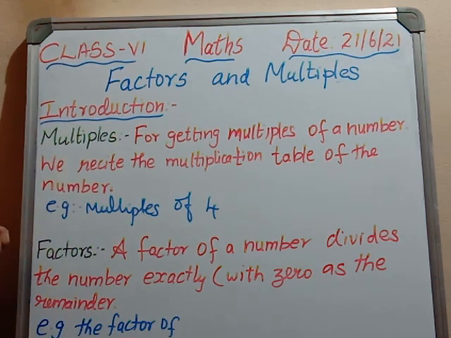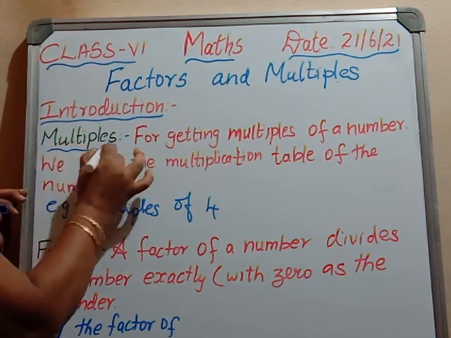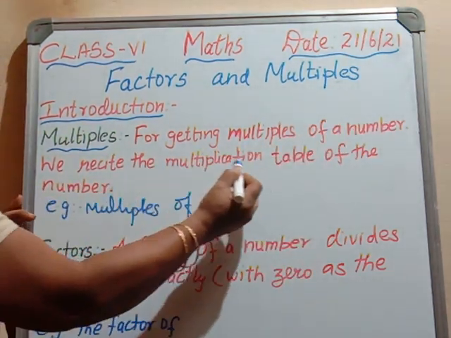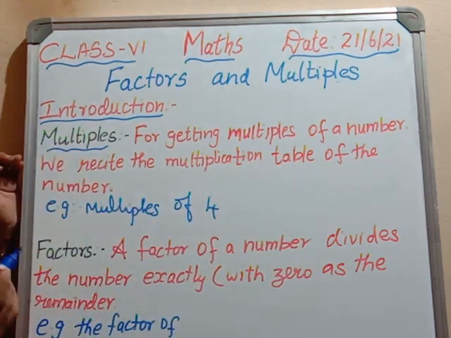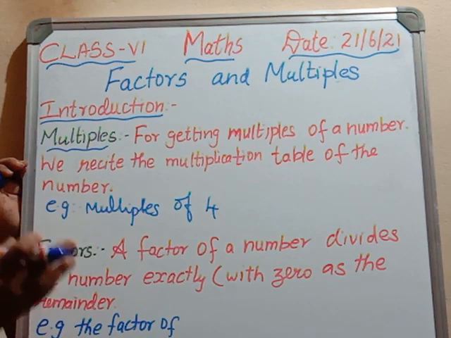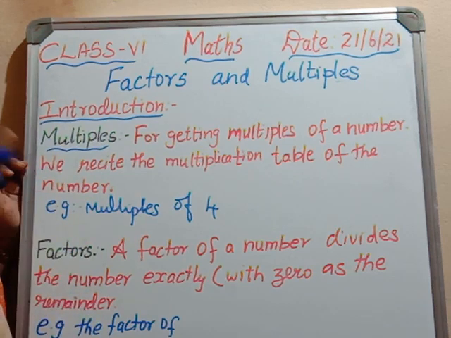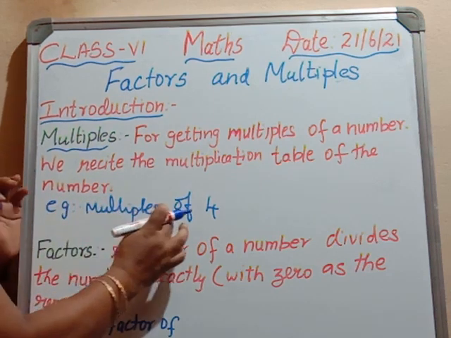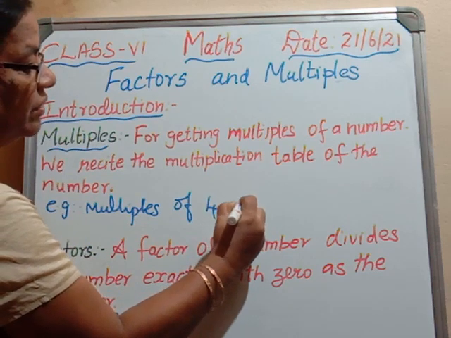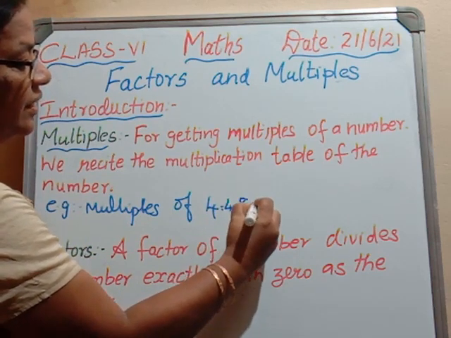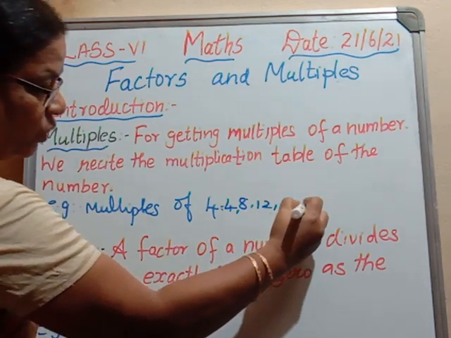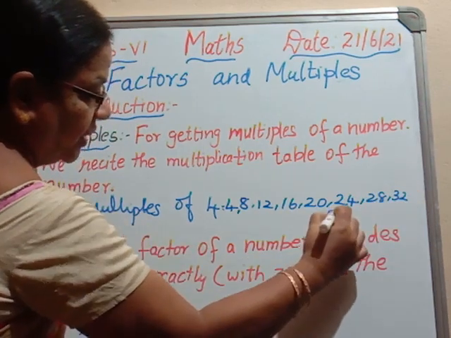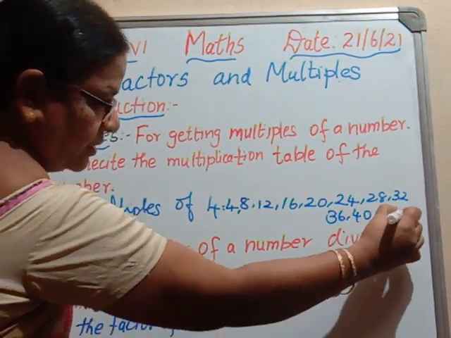First, what are multiples? You are going to learn what multiples are. For getting multiples of a number, we recite the multiplication table of the number. Normally from first standard we have been reciting the tables. Multiples of 2 means you have to say the 2 table. Multiples of 3 means the 3 table. Now, I will give an example. Multiples of 4. What is that? 4, 8, 12, 16, 20, 24, 28, 32, 36, 40 and so on.